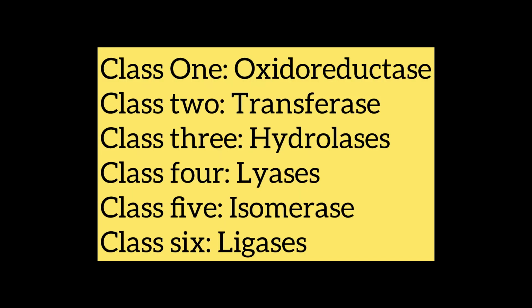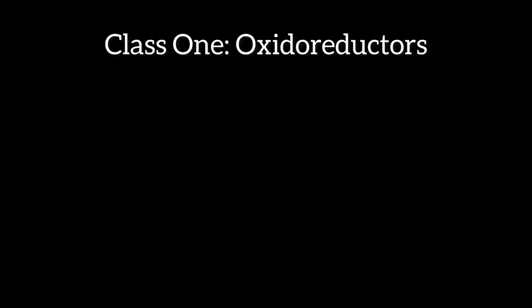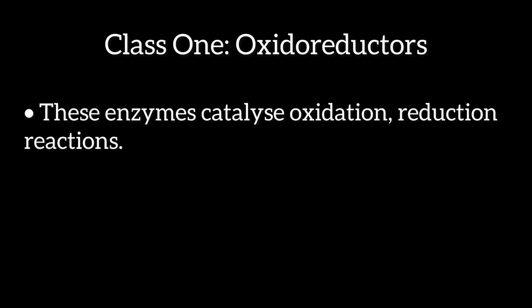Apart from this small classification, the enzymes are divided into six major classes, and each class on its own represents a general type of reaction catalyzed by the enzymes of that class. So let's talk about these six major classes. The very first class is oxidoreductase. These are the enzymes that catalyze oxidation and reduction reactions.